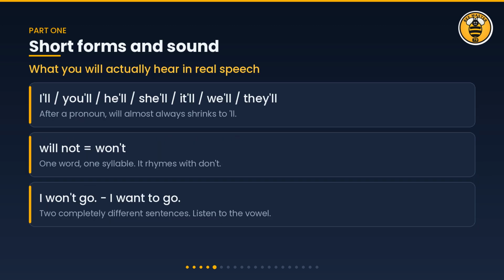In real speech we shorten will after a pronoun. You will hear these 7 every single day. And will not becomes won't. Be careful with this one, because it is not pronounced like want. Compare these two sentences. I won't go. I want to go. Won't rhymes with don't. Want does not. One vowel, and the meaning turns upside down.